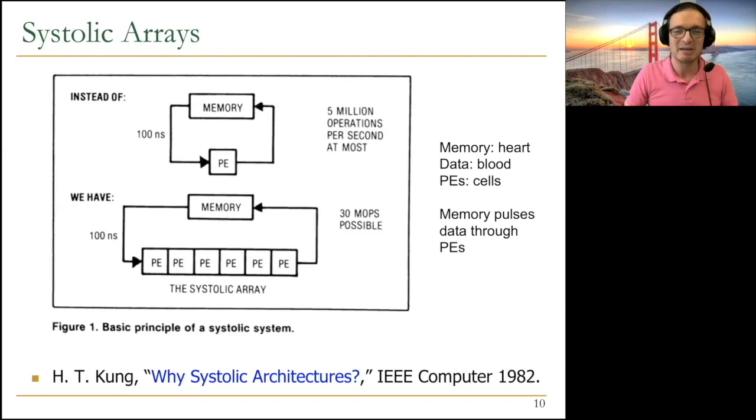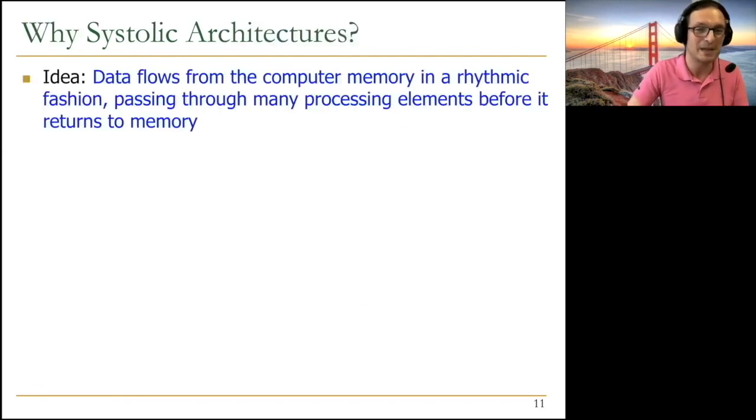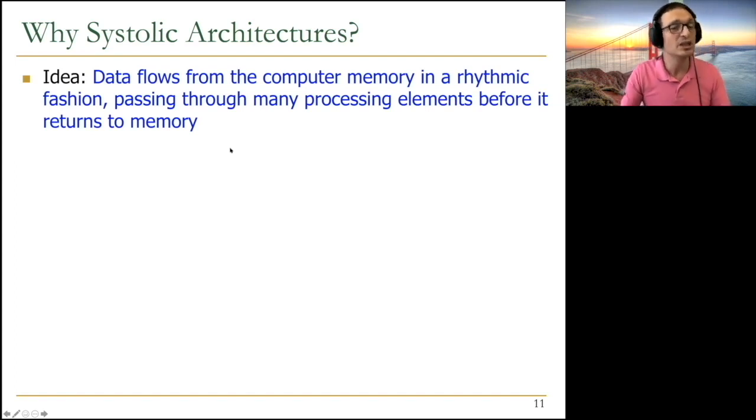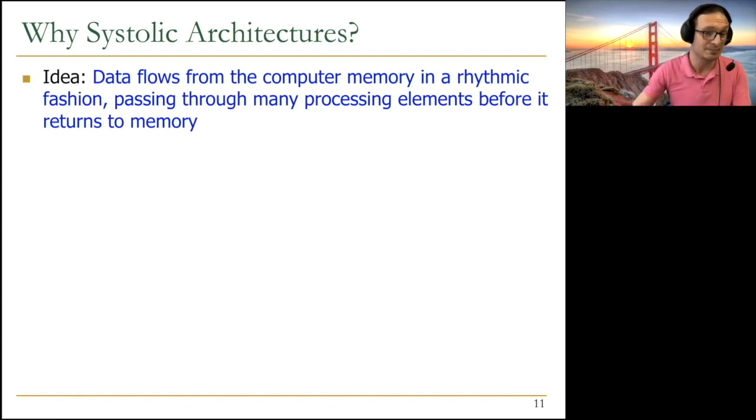So that's a nice analogy, and I think this is an analogy that has been successful, and it makes sense. And if you want to learn more about the analogy, you can read this paper. So basically, the other way of phrasing this idea is data flows from the computer memory in a rhythmic fashion, passing through many processing elements before it returns to memory. So you need to orchestrate the data, and we will see what this means.